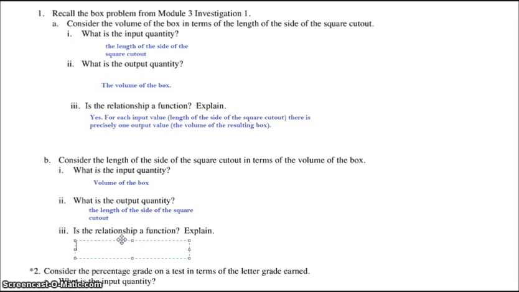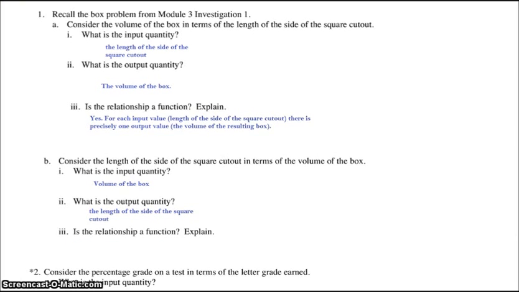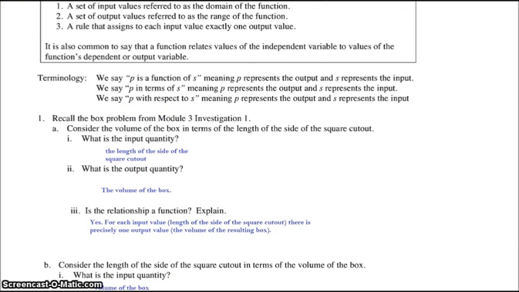And so for each volume input, if we make volume the input, then if we pick 37.5 inches cubed, what are we going to assign to the output? There's not only one value to assign. This goes back to the definition. So this one's not a function. If we look back here, a rule that assigns to each input value exactly one output value, number 3 up here.